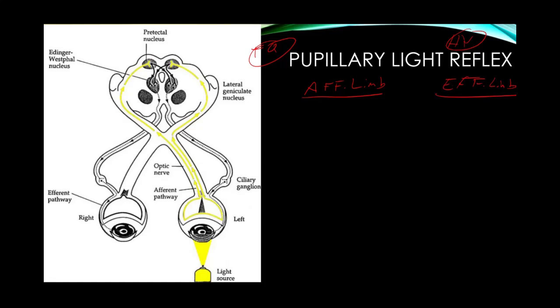The first thing I'm going to do is go over the pathway. So we have light coming in. The afferent is sensory, right? And it's going back toward the brain, and that is the optic nerve, cranial nerve 2. That makes sense, right? The optic nerve receives the light. That's what we just talked about. The afferent pathway travels back through the optic nerve. Information crosses over to the contralateral pretectal nucleus, or pretectal area, and this is in the midbrain.